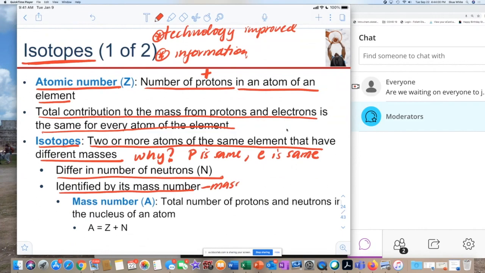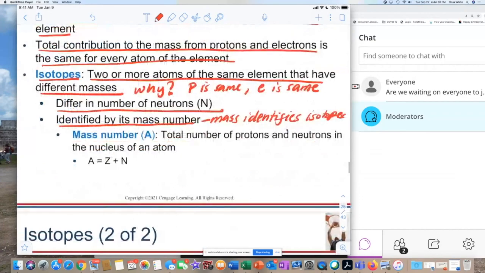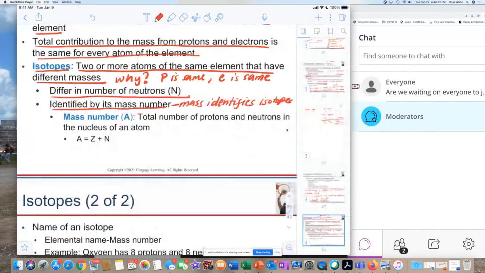Mass identifies isotope. So what do I mean by that? Okay, as we read this here, I'm trying to make sense of what they're saying. What they're saying is this.